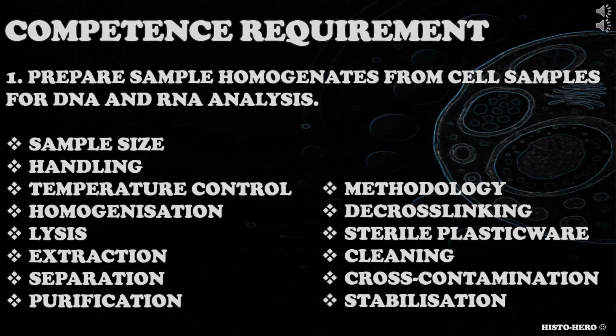When addressing this competence requirement, candidate could consider sample size, handling, temperature control to preserve genetic material, mechanical, enzymatic or sonic homogenization of sample, lysis, extraction of genetic material, separation, different methods for fresh tissues, use of sterile plasticware, cleaning with bleach, ethanol, minimizing cross-contamination, sample stabilization for delayed processing.